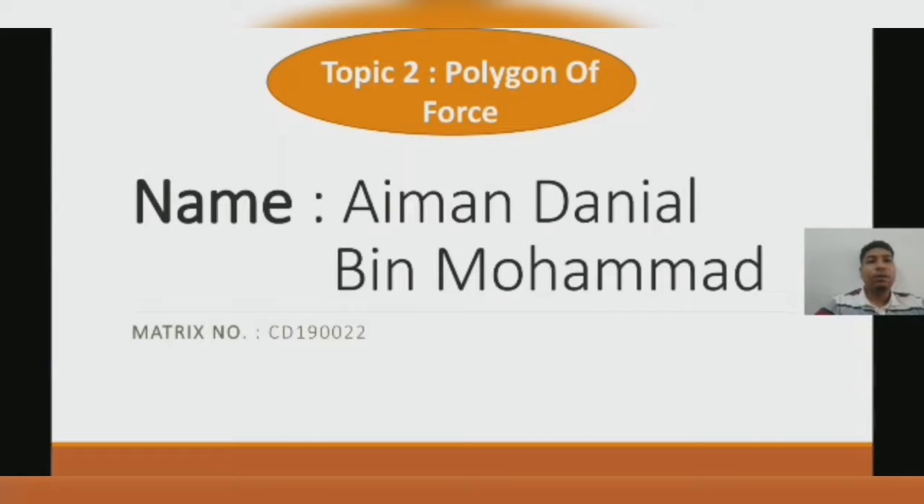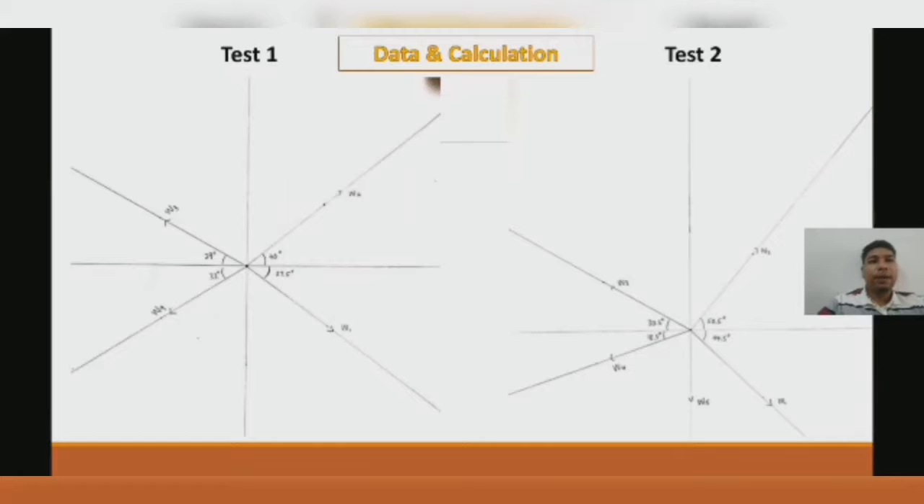Today I'm going to present about polygon of force, topic 2. My part is data and calculation. For test 1, we use 4 cords and get 4 angles. For test 2, we add 1 more cord, that is W5, and get these shapes of lines.